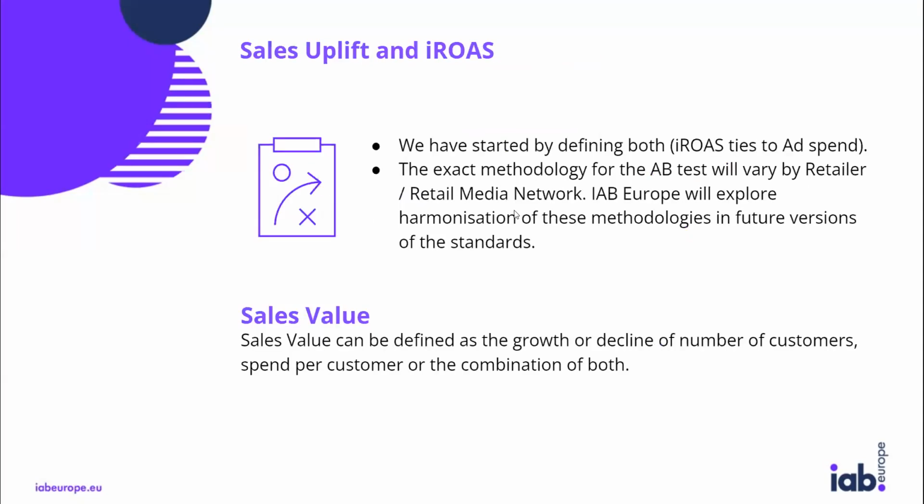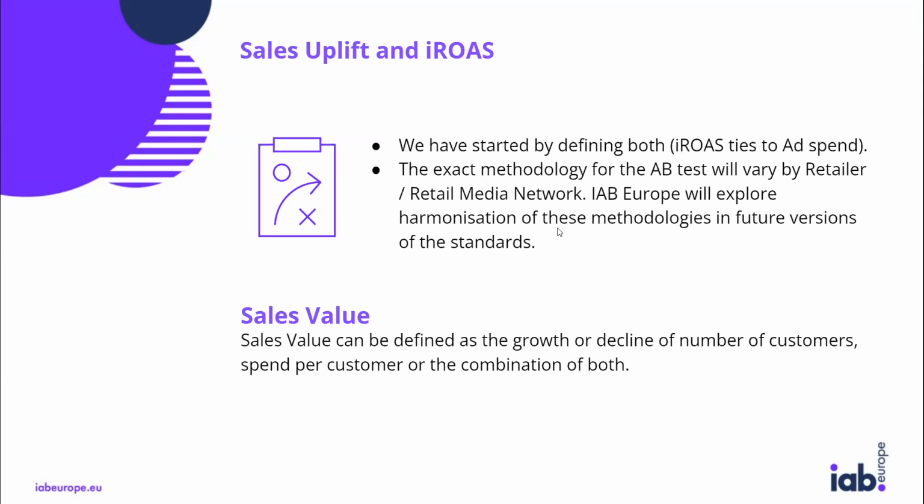The next definition we spent some time on is sales uplift and IROAS. What we've done here is really define what is a sales uplift, and saying the exact methodology will vary by retailer, and how they A/B test will vary, but an A/B test needs to happen to say it's incremental. Down the line, we'd like to harmonize a little bit more and have some common methodologies that can be adopted, and that's to come. Sales value can be defined as the growth or the decline of a number of customers, and customers is defined as a spend per customer or the combination of both. So these are some of the common metrics we were able to land on, and everything else we looked at is future.